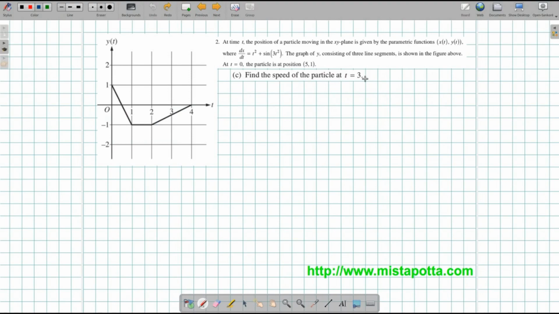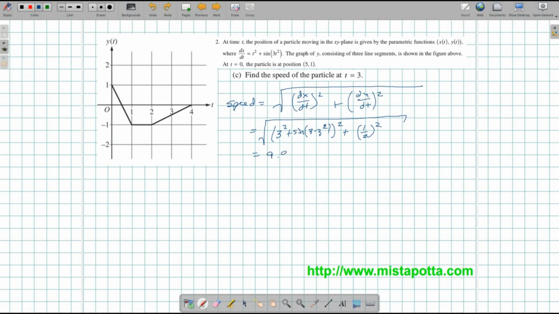For part C, they want us to find the speed of the particle. Remember that the speed is going to be the square root of dx/dt squared plus dy/dt squared. So I'm going to have to substitute in what happens when t equals 3. So for us, it's going to be the square root of 3 squared plus the sine of 3 times 3 squared, squared, plus dy/dt, which we saw was 1/2, squared. And again, this is a perfect form that I could leave my answer in if I really wanted to, but I could also type this in my calculator and get 9.969.